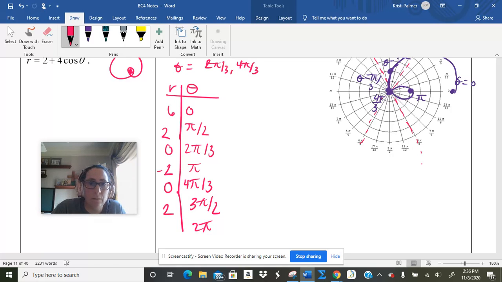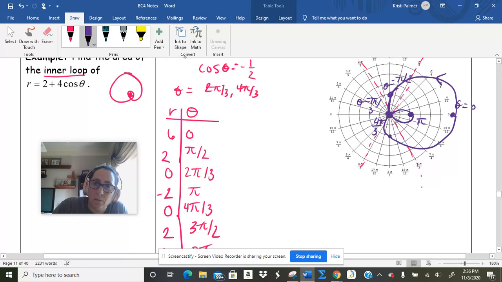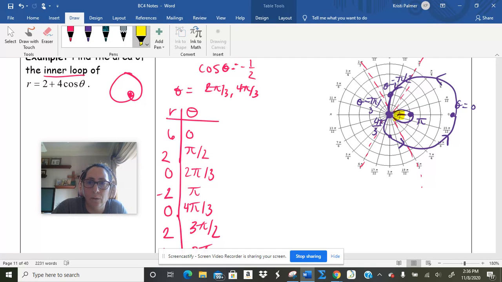And then 6. So 1, 2, that goes here. And then we come all the way around. So we are traveling this way. And it wants me to find the area of this inner loop.